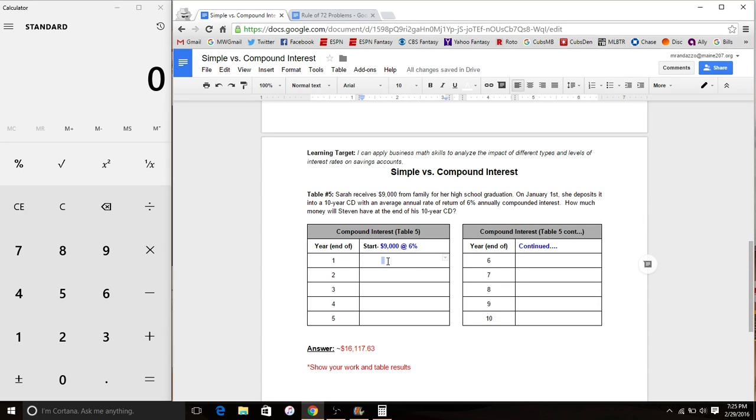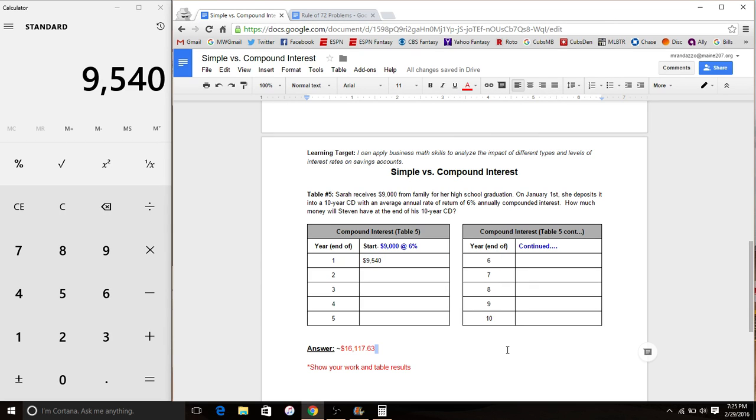So over here, how much will she have? Once again, we start off with just the normal 9,000 times 0.06. So let's clear this. We have 9,000 times 0.06. Wow. By just putting in 9,000 in a bank account, by the end of the year, they gave her an extra $540 for nothing. So we'll add that to the original 9,000 amount. So at the end of year 1, she has $9,540.